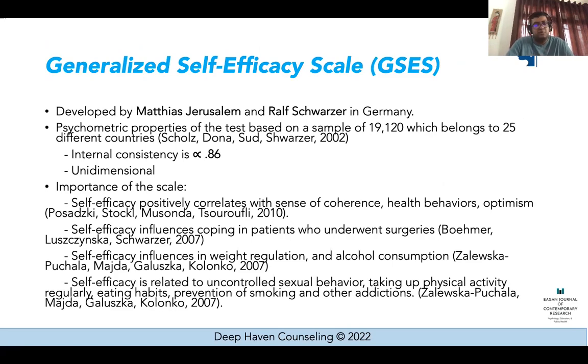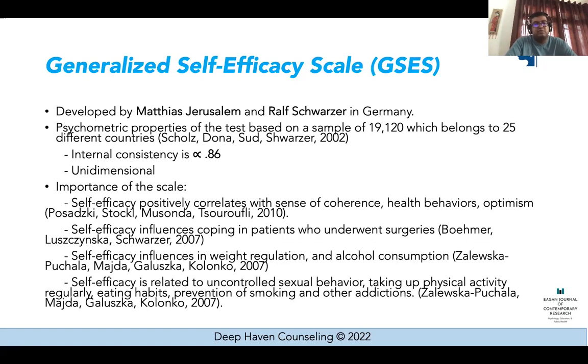And if you go to that particular link, you can download a data set of 19,120 individuals belonging to 25 different countries. And based on that, the generalized self-efficacy scale has a reliability of 0.86, pretty solid, and it's unidimensional.